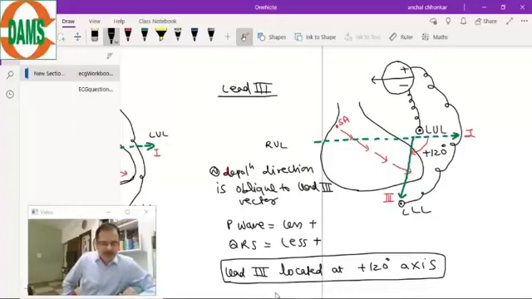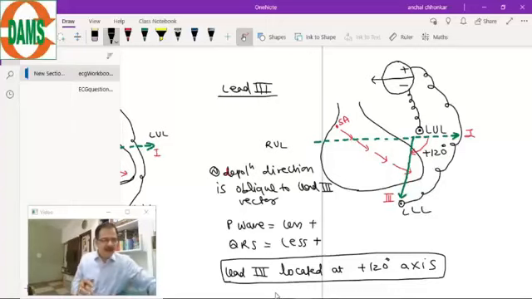No, it is not perpendicular, because if you understand a little mathematics, the depolarization is at a 60 degree angle and lead 3 is at a 120 degree angle. So it is not perpendicular, it is oblique, because depolarization is almost at 60 degree and lead 3 is at 120 degree.